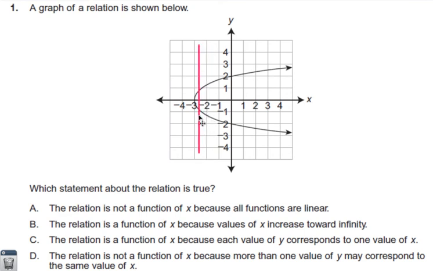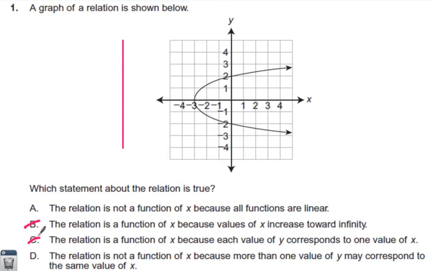But as you can see, here it hits twice, twice, twice. This vertical line hits this graph twice, all over the place. So this is not a function. So that means it's not B and it's not C.